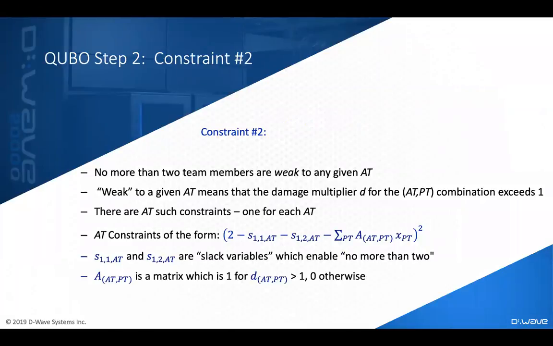The second constraint is that no more than 2 team members are weak to any given attack type, and weak, as I mentioned before, means that the damage multiplier D is bigger than 1. And interestingly, we're going to have AT of these constraints, where AT is the number of attack types. So there's a lot of these, and I've written that there in the 4th line: 2 minus some slack variables, which enable doing no more than 2, and then a sum of some matrix named A multiplied by X. And A is a very simple thing. It's a matrix that is 1 if the damage multiplier is bigger than 1, and it's 0 otherwise.